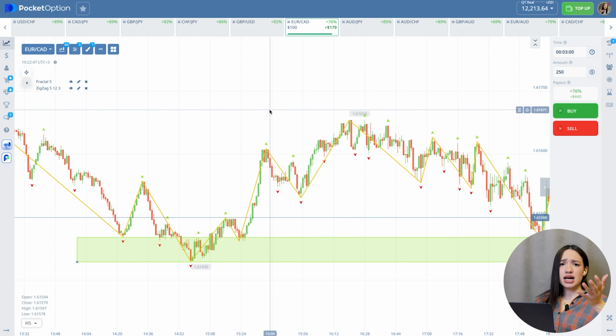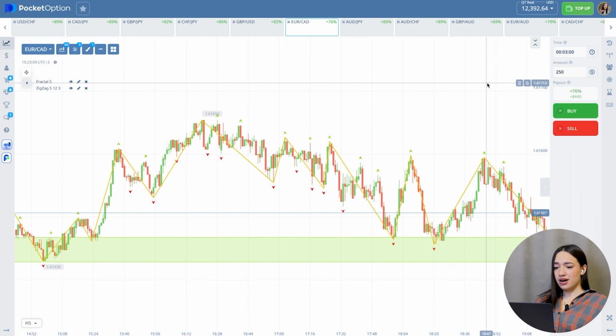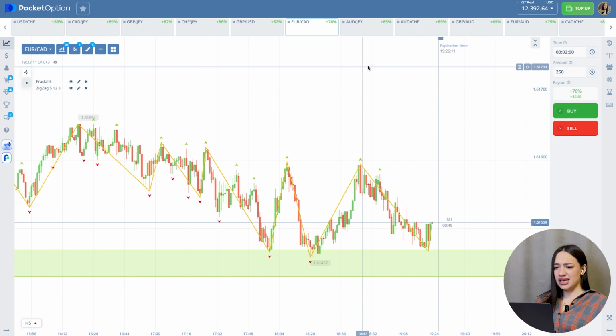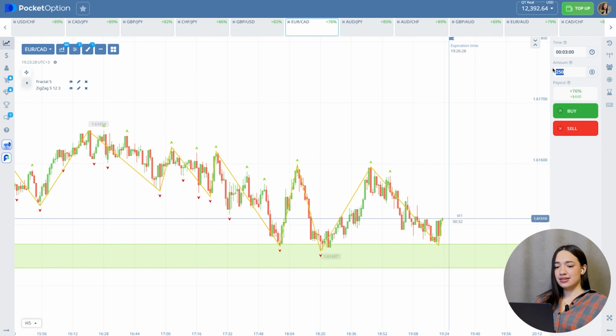So here we relied exclusively on ZigZag, and overall it's not that complicated. Thanks to it, we were able to determine the support area and slightly understand the structure of this chart. So everything happened as expected. So the trade is closed in profit. So excellent. Well, let's return to the initial amount of $100.